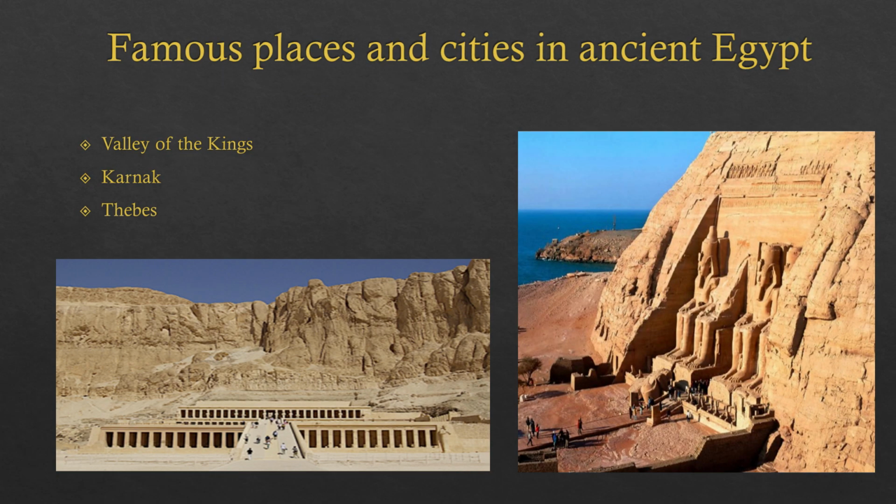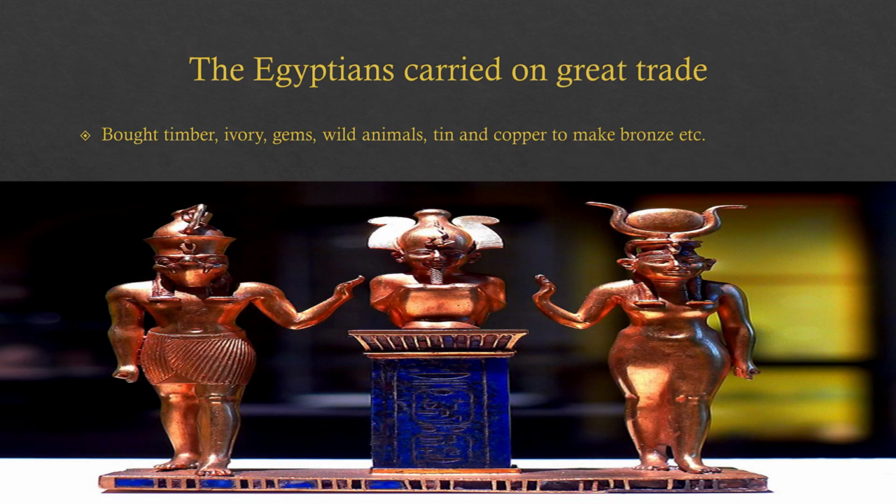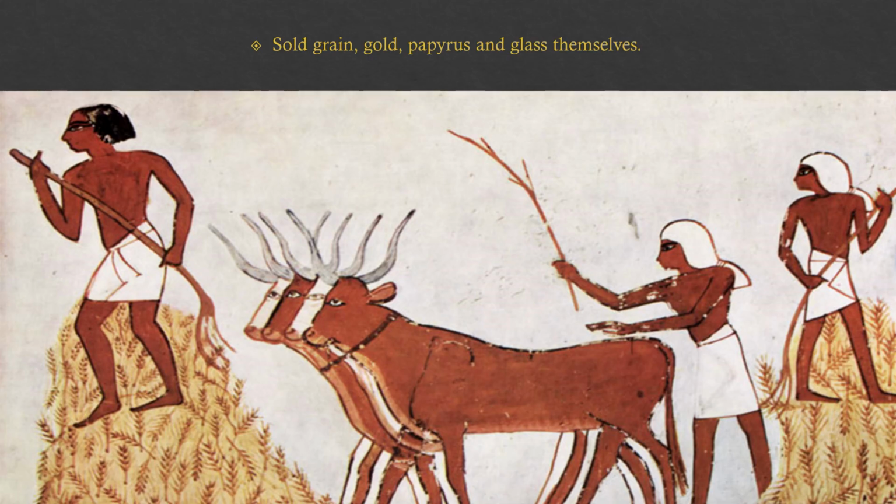Here are some famous places and cities in ancient Egypt: Valley of the Kings, Karnak, and Thebes. We know for a fact that the Egyptian people carried on a great trade system with different other countries. We know that they bought timber, ivory, gemstones, wild animals, tin and copper in order to make bronze, and that they sold grain, wheat, gold, papyrus, and glass.